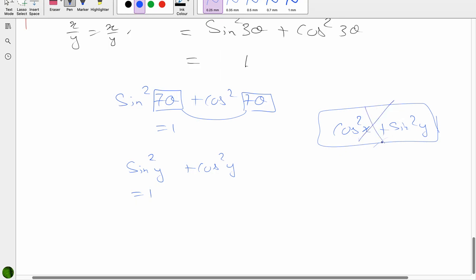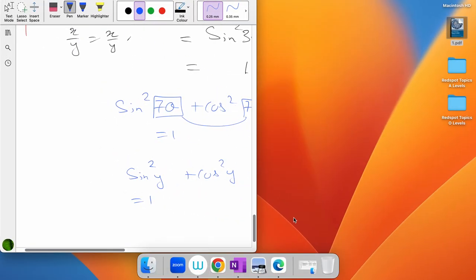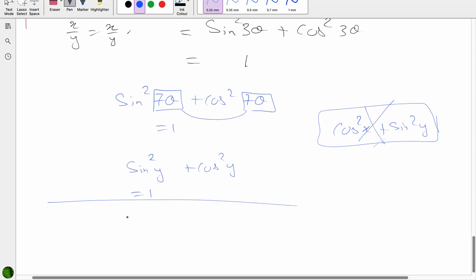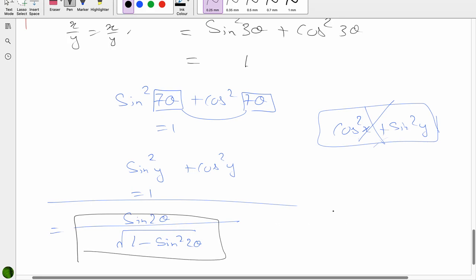Now this is something else, and this question statement will tell us what we need to do. The second question, third part was sine of 2 theta divided by square root of 1 minus sine square 2 theta. At this stage, I'm not expecting that you've memorized it, so let me write it.